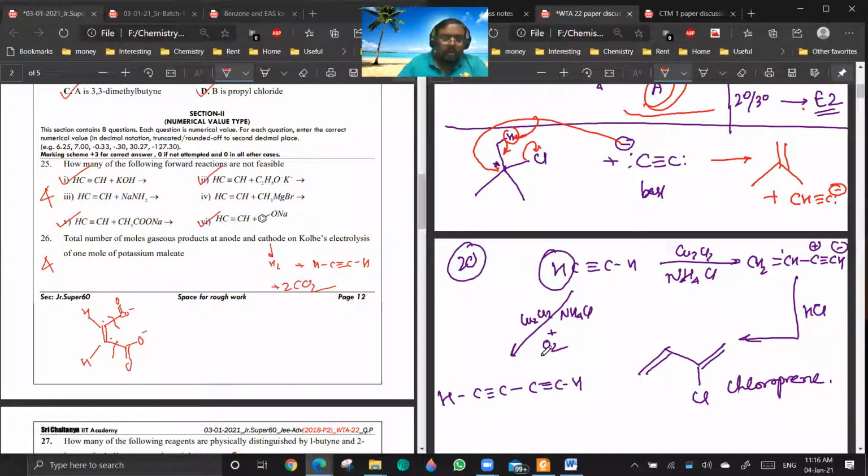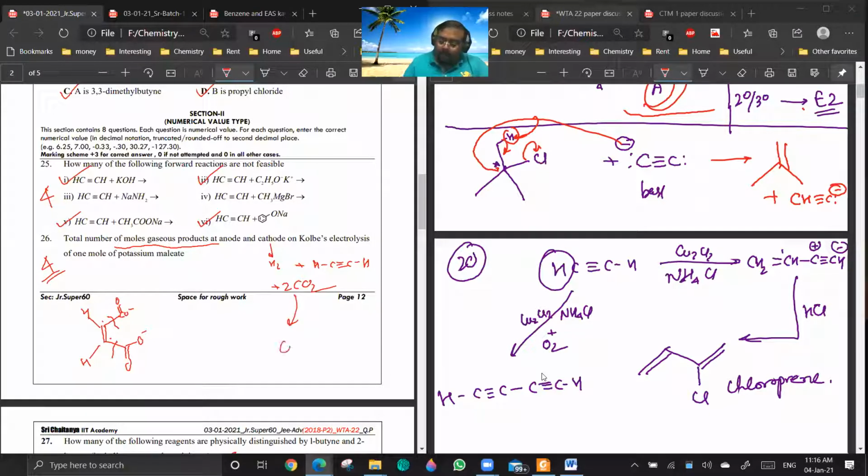Is 26 a doubt? Sir, it's only 3, right? No, it is asking the number of moles of gaseous products. So it should be like 4: 2 CO2 and H2. And 3 more, acetylene is also a gas only. Okay, so technically the answer is 4, but there's a point here.